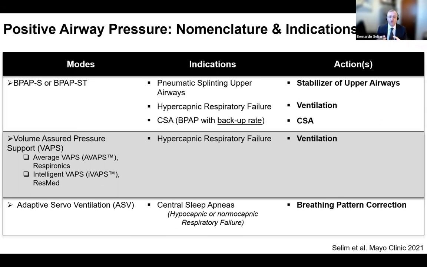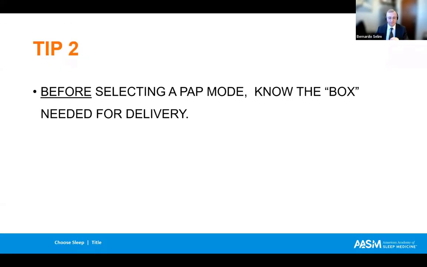And then the third group, the adaptive servo ventilation. These are the ones whose pathophysiology targets central sleep apneas, hypocapnic, normocapnic respiratory failure. And these are the ones that will produce a breathing pattern correction. So think again about the chain: stop breathing, hyperventilation, apnea, hyperventilation, in which the ASV will be supporting during the apneic event and backing off, providing the least possible support when the patient is in the hyperventilatory state. So what it tries to do is turn an abnormal breathing pattern into a corrected or modulated breathing pattern.